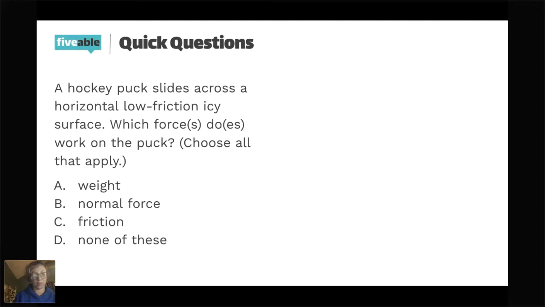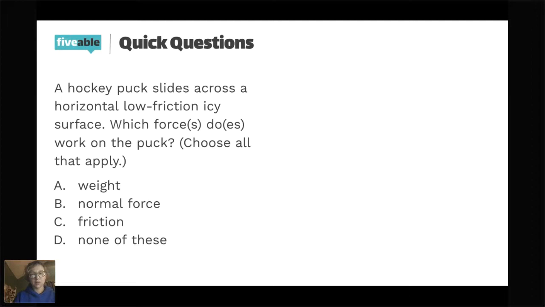So we have the weight of the hockey puck. Sure, that makes sense. We have a normal force, right? It's on a surface, so it's going to have a normal force pushing back up against the weight. It says low friction, but not frictionless, so there will be friction. And that's it. So we want to know which one or ones of those is going to do work, or maybe none of them will do work.